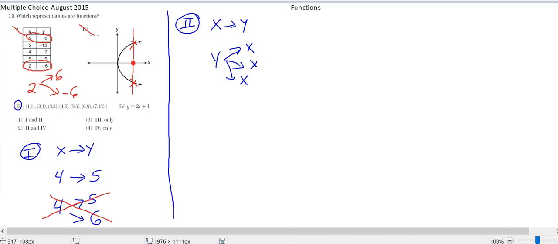Let's move on to 4. All lines, this would be a diagonal line. All diagonal lines, all horizontal lines, all lines besides vertical lines are functions. So choice 4 is a function. Therefore, the choices that are functions are choice 2 and choice 4, which is answer choice number 2, which is the answer to the question.